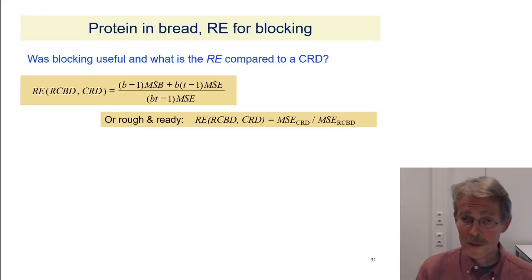Okay, was blocking useful here? Was it really worthwhile to have all these treatments within each day? It creates a horrible amount of work because you have to use the different types of flour and you have to each time change your oven to another temperature, etc. So was it really worthwhile to take all this effort? Well, we have either the nice formula from the book by Cochran and Cox, or the rough and ready approach with the 2 mean square errors.